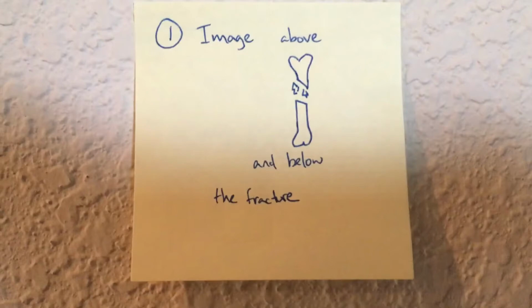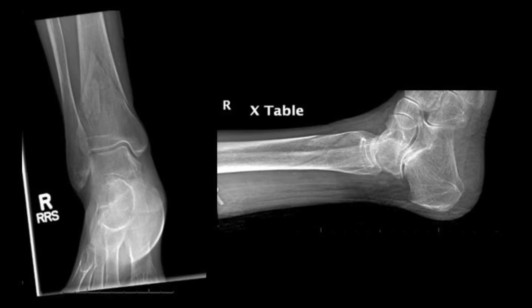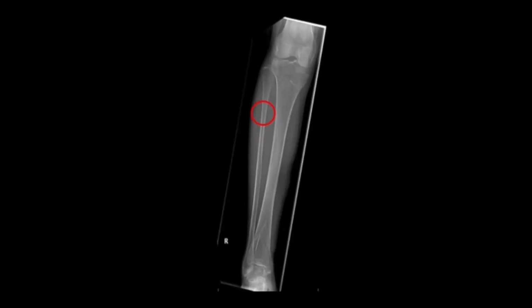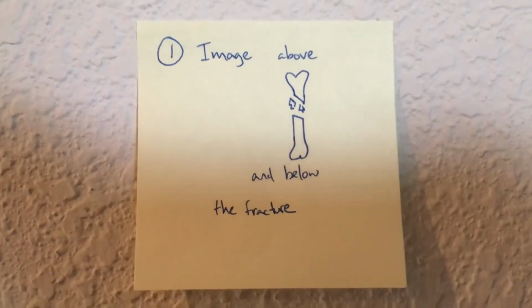Bonus points for doing a physical exam above and below the fracture as well. This looks like a simple ankle fracture at first glance. But what is this? If you're not imaging above and below the joint, you may miss associated injuries.